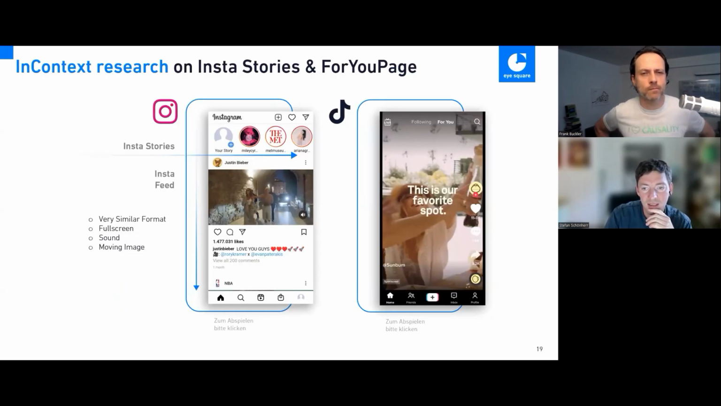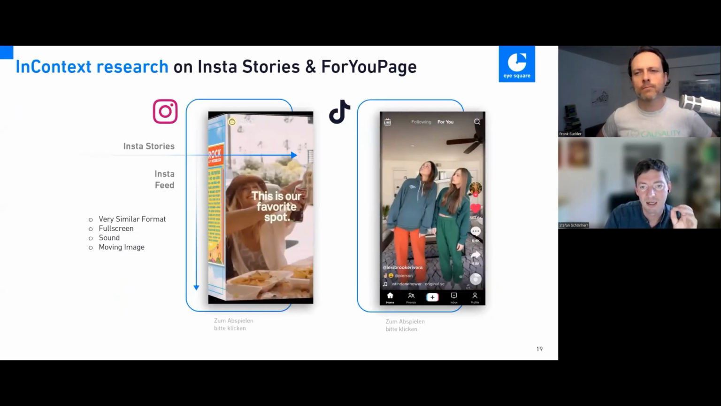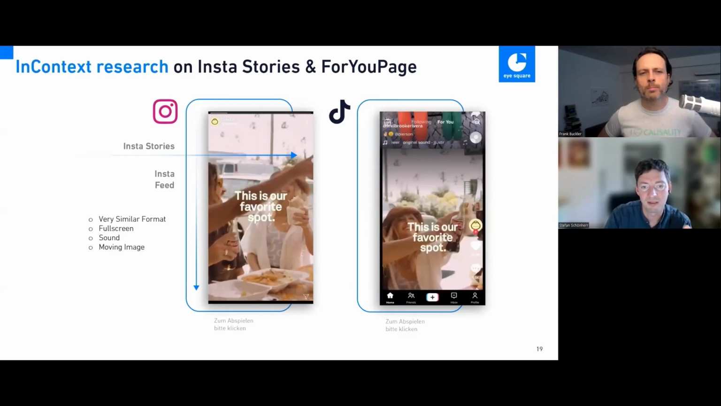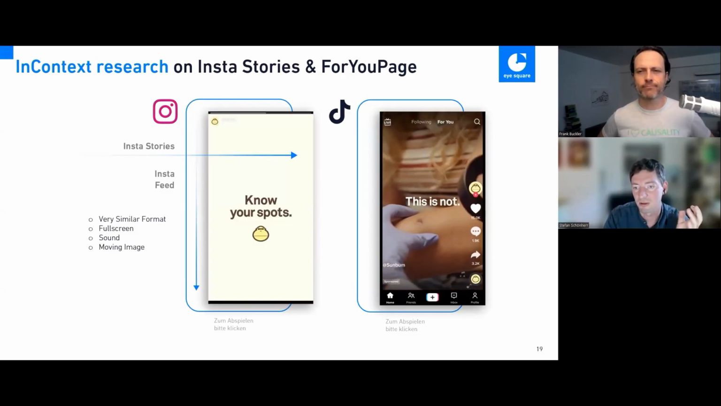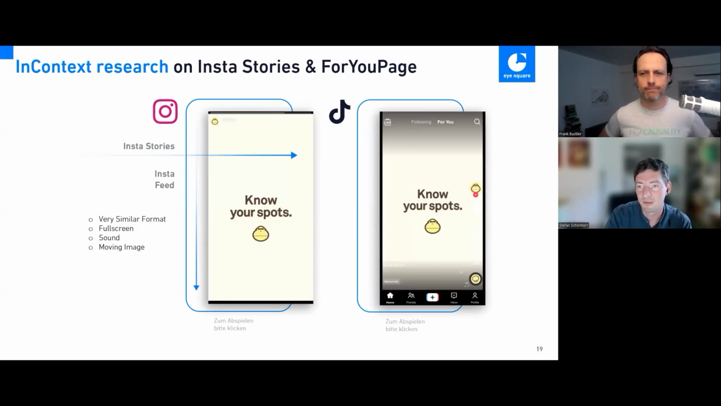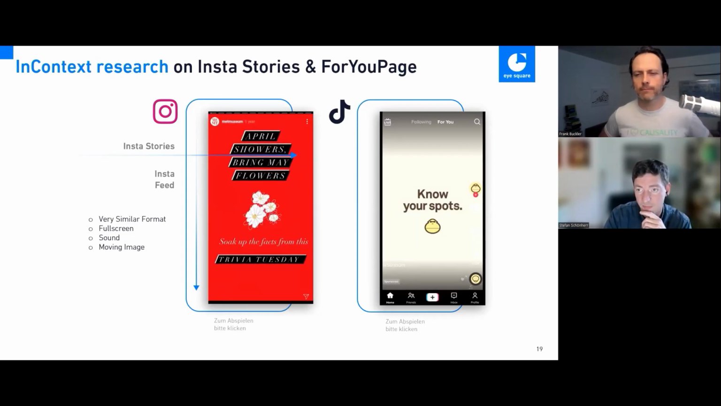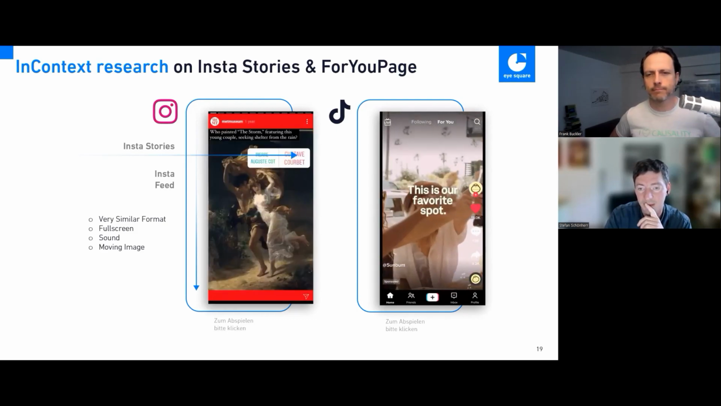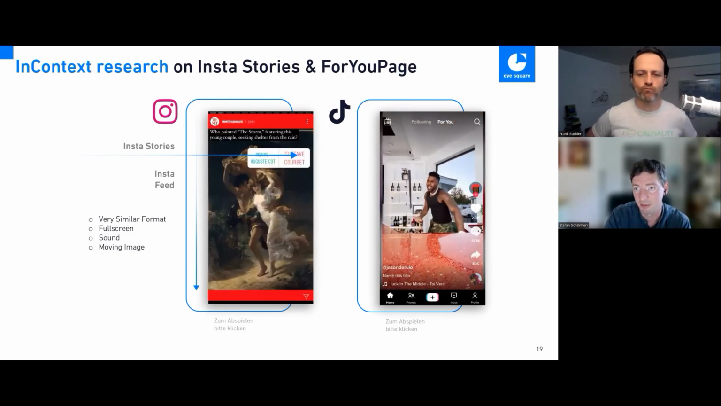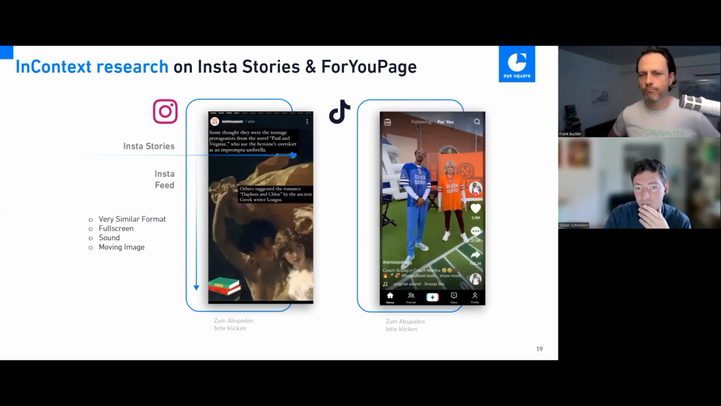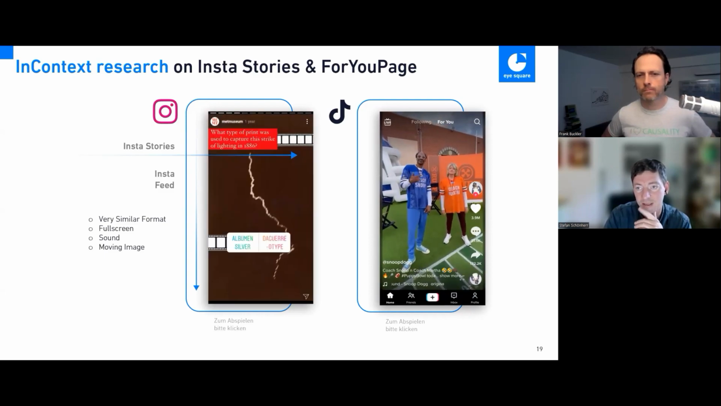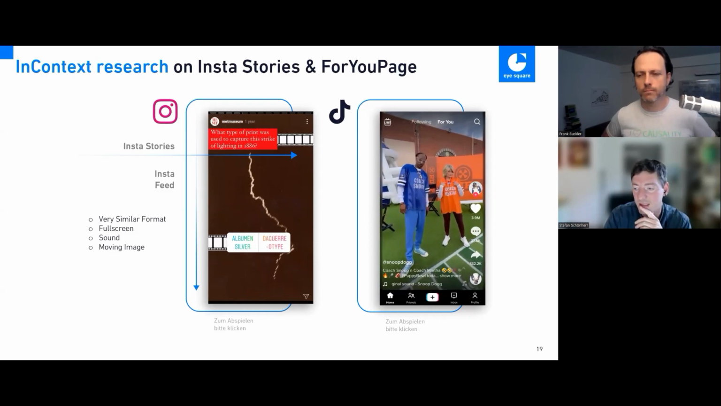And first of all, what you can see here is this time the formats are quite the same. You have Insta stories, a full screen experience of the ad. The same goes for TikTok, right? You have a full screen experience, it's voluntary, so you can just swipe for the next video, no problem, anytime you want. So it's not about the ad format anymore. If you see differences in this case, we have to conclude that this must have something to do with the platform itself, right? So let's dive into this.